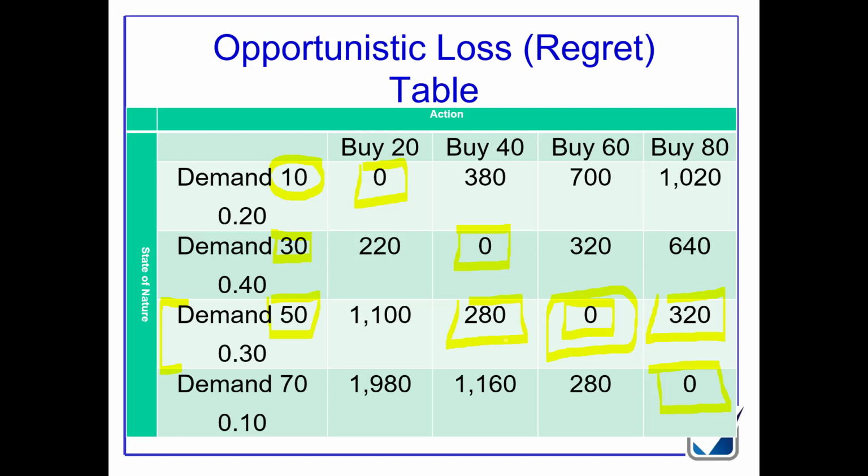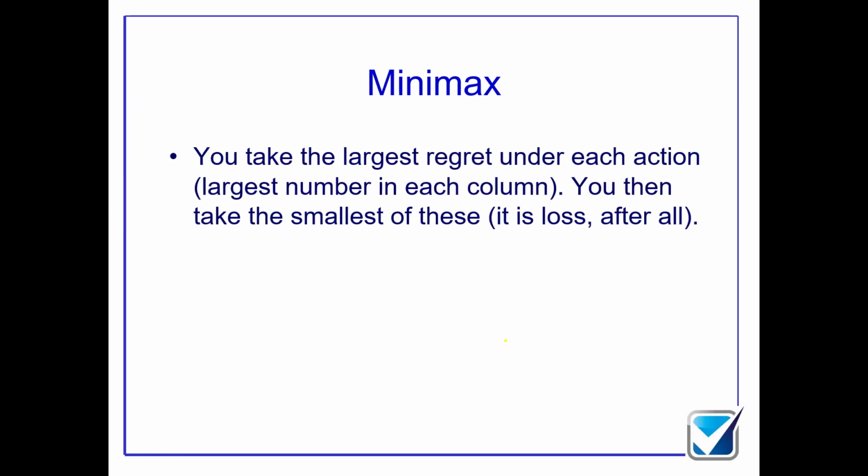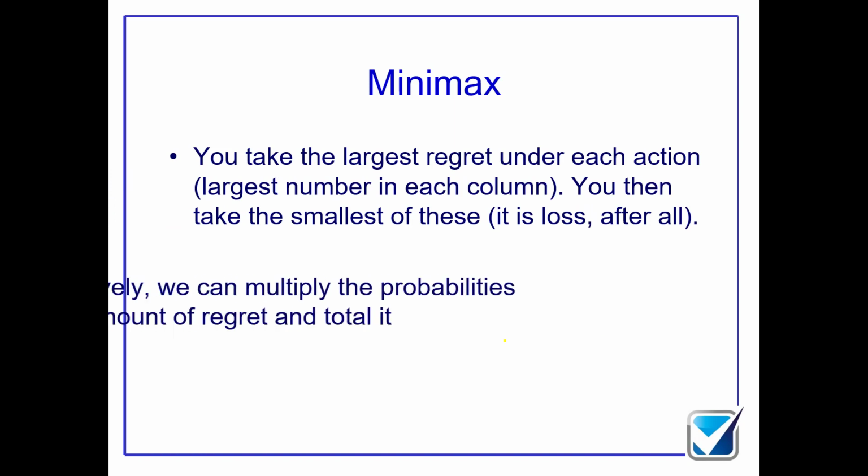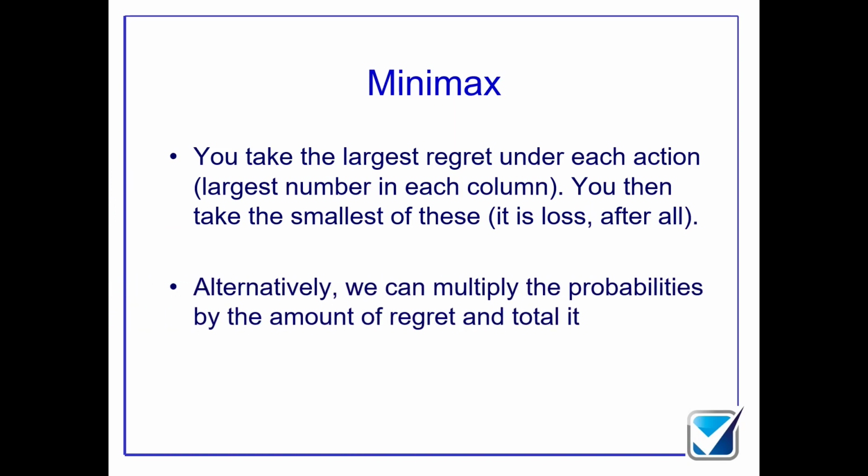Now with Minimax, what we do is look at these regret amounts and take the smallest amount of regret that we possibly can. And there's two main ways you can do this. You can look at your regret table and simply total all down to the bottom and say, I will take the action which has got the smallest possible regret over all four of these different levels of demand.